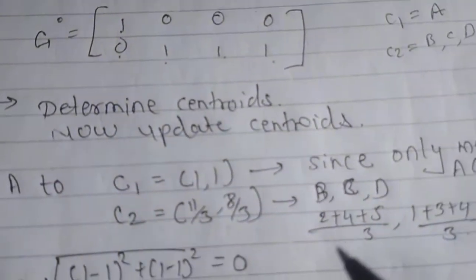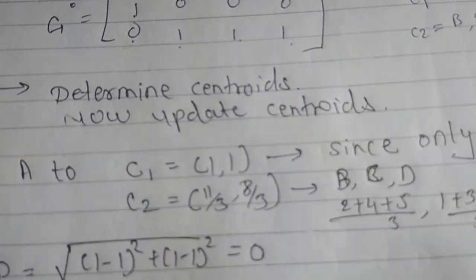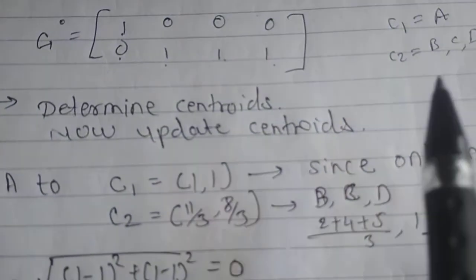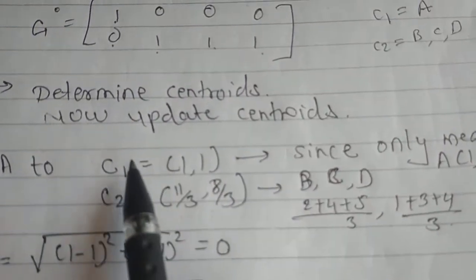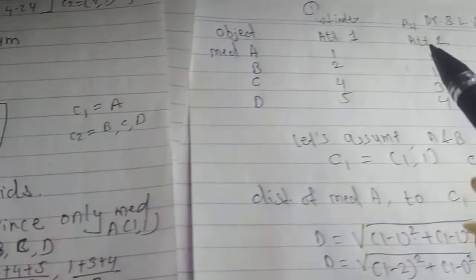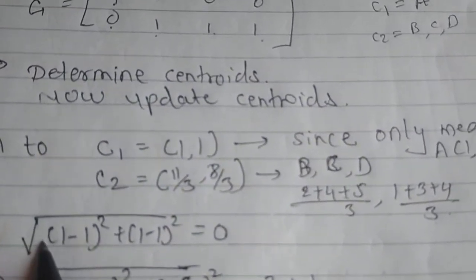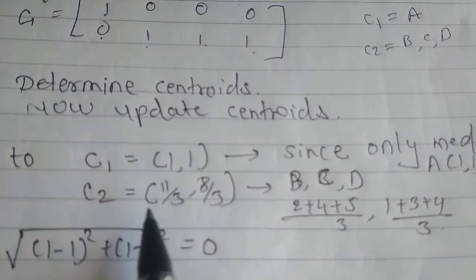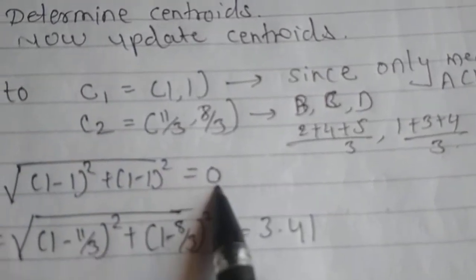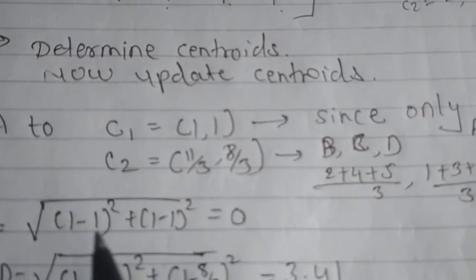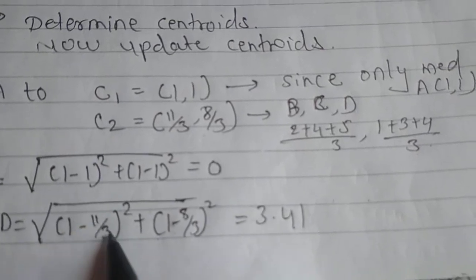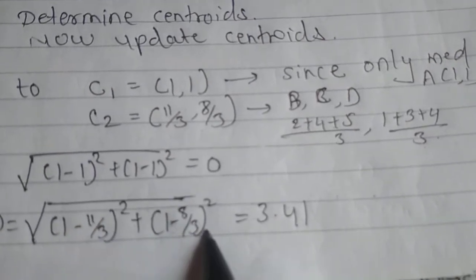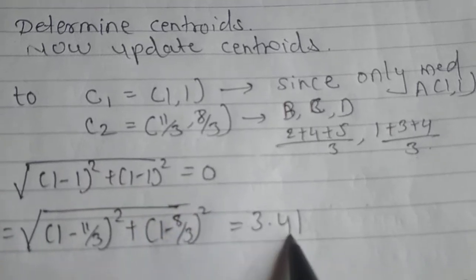Now again you have to repeat the same process as that we have done in the iteration number 0. Again you have to calculate the distance of all the medicines, that is A, B, C and D with respect to these new clusters. So medicine A is 1, 1. So the distance of medicine A with respect to C1 is calculated as square root of (1 minus 1) square plus (1 minus 1) square, which is equal to 0. And the distance of medicine A with respect to this newly updated centroid is calculated as square root of (1 minus 11 by 3) square plus (1 minus 8 by 3) square, which is equal to 3.41.